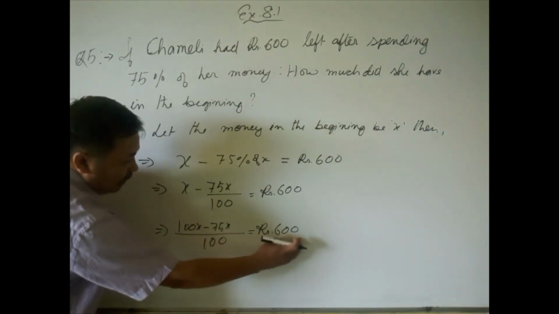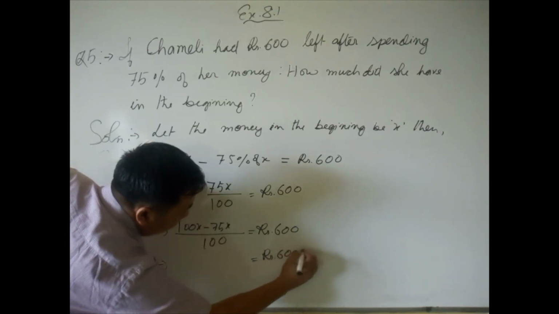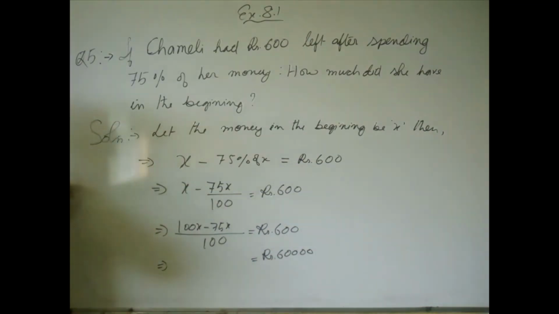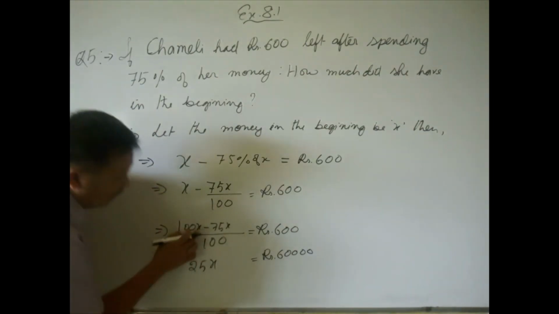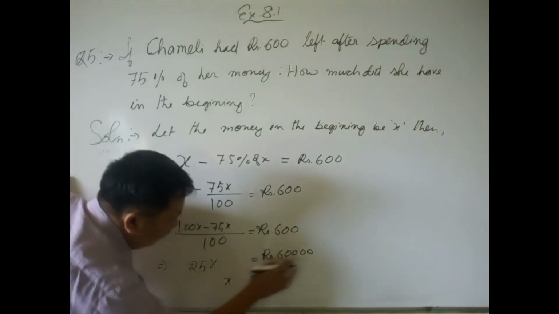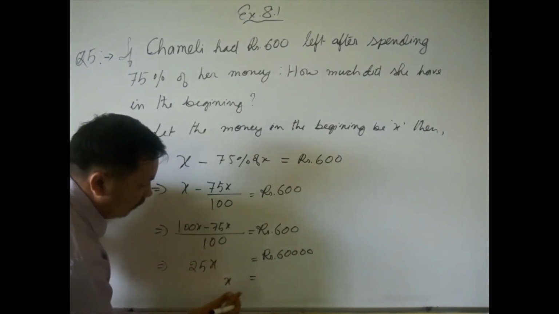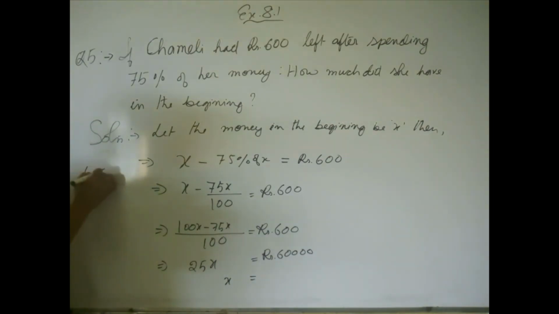Then see, this 100 will bring here, we multiply. Then how much we get here? Rupees 60,000. Yes, 60,000 multiplied, isn't it? Then how much we have here? We have here 25x. 100x minus 75x means 25x, isn't it? Then how much will be x? X will be to divide this by 25. If you divide 60,000 by 25, how much will we get here? Let us see, 60,000 divided by 25.